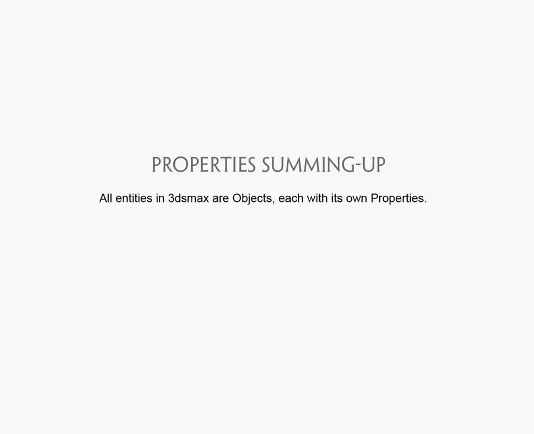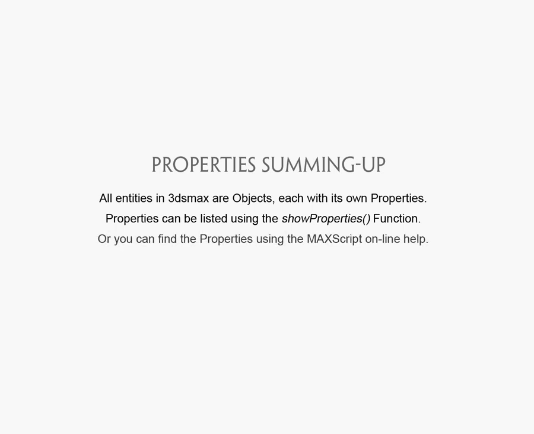So let's sum up quickly what we learned about properties. Everything in 3ds Max can be considered an object with properties, be it a material, a geometric object, a controller, modifier, everything. These properties are the basic attributes of that given object. We learned to use the showProperties function and touched the MaxScript Online help as a way to get the property list of an object.